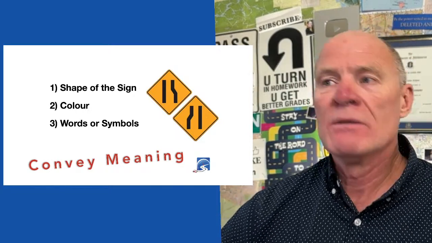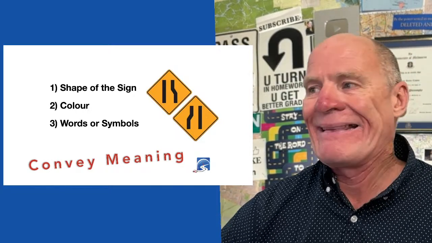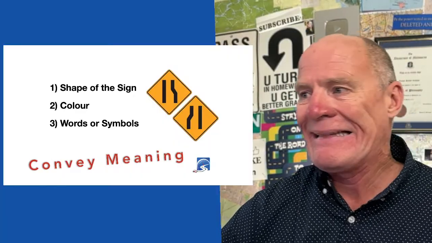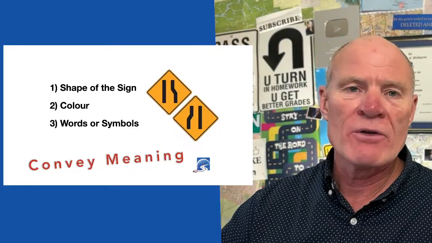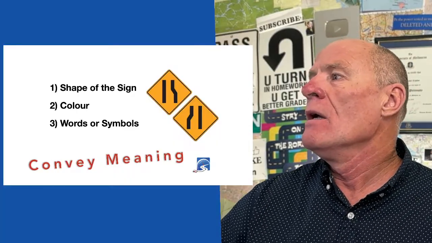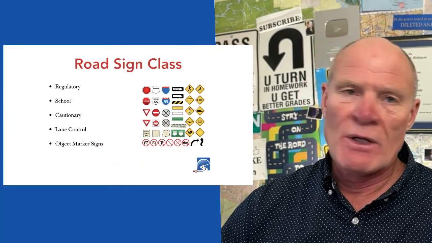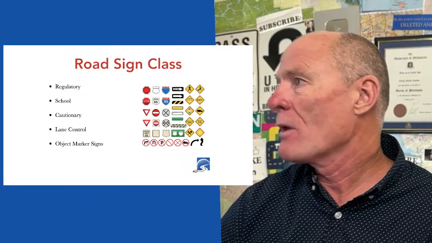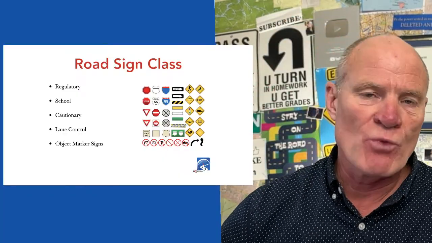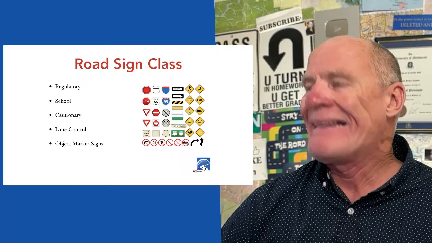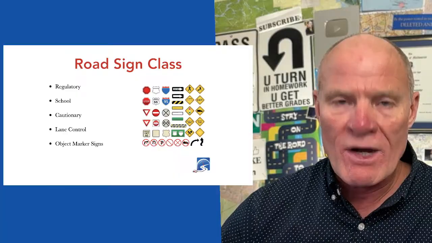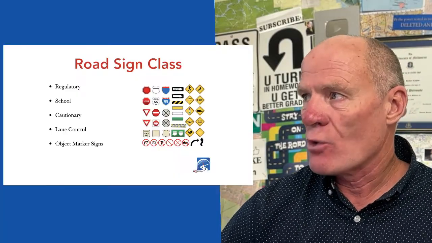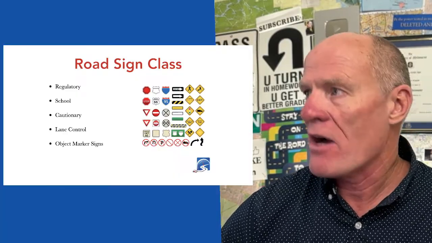The shape, the words and symbols thereon, and the colors, and they are classified into groups. Some are more standardized than others, but for the most part, traffic signs are in classifications which will allow you to identify them quickly. Okay, road sign classifications, regulatory signs. In the States, railway crossing signs are part of the regulatory classification, but here in Canada, they are not.